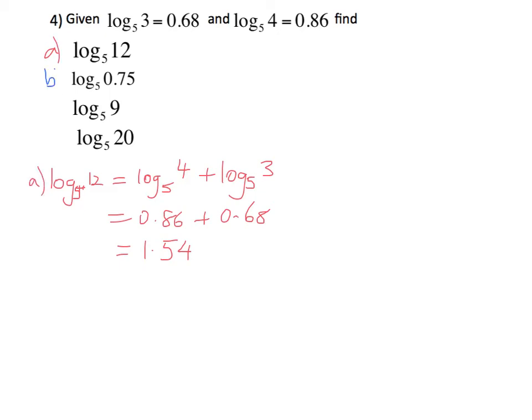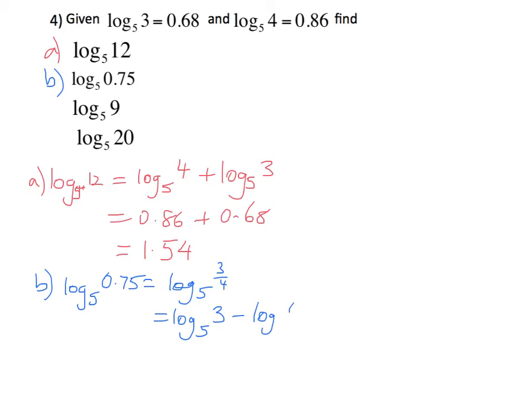Okay, let's have a look at B. The log base 5 of 0.75 is the same as the log base 5 of 3/4, which is the same as the log of 3 base 5 minus the log of 4 base 5. Log of 3 base 5 is up here, 0.68, minus log of 4 base 5 is up here in the question as well, 0.86. So 0.68 minus 0.86 is negative 0.18.